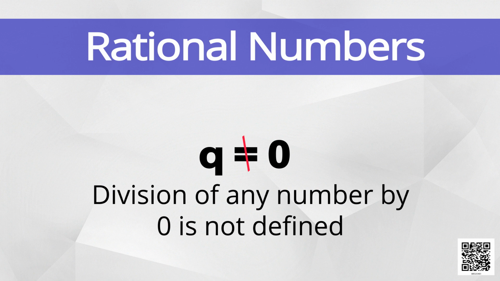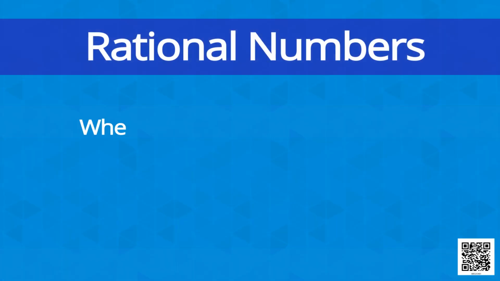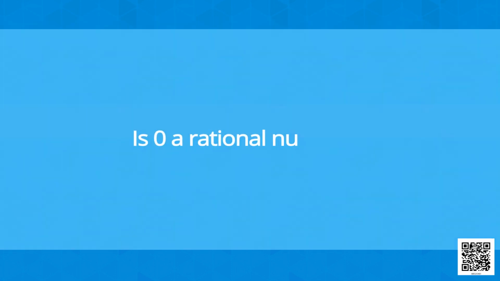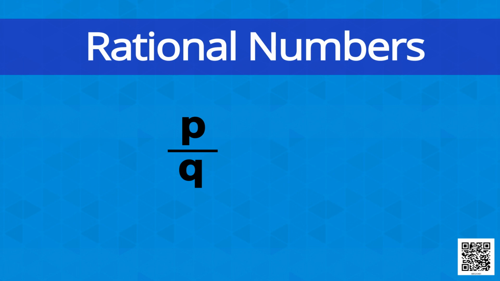Children, just think whether 1, 2, 3, 4 and so on are rational numbers. And what about 0? Is 0 a rational number? So children, now we know what rational numbers are. Let us play with these numbers.